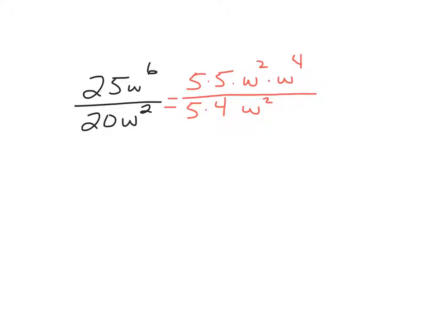Certainly, if I wanted to, I could do w times w times w times w times w times w. I think I have 6 of them there. But I'm going to rewrite it as w squared times w to the fourth, which is the same thing. Now, when I factor things out, 5 divided by 5 is equal to 1, so those are gone. The w squared over w squared is equal to 1, so those are gone. So, on the top now, I am left with 5w to the fourth, and on the bottom, I'm just left with 4, which is the simplified form of what I started with.